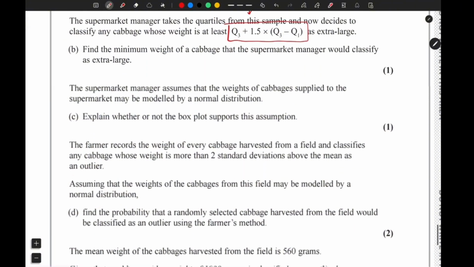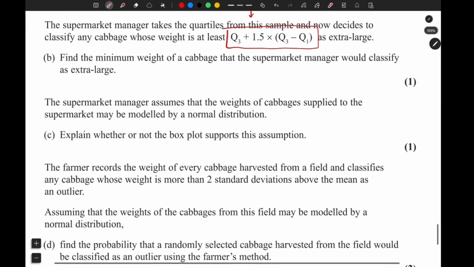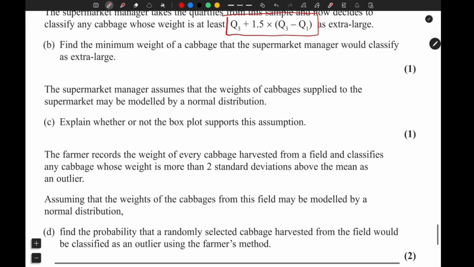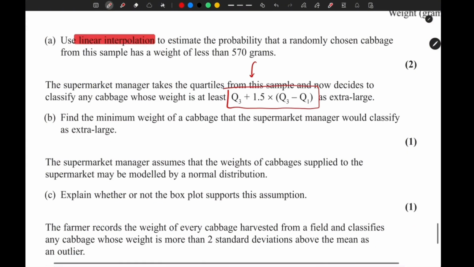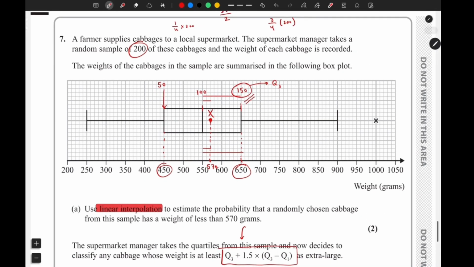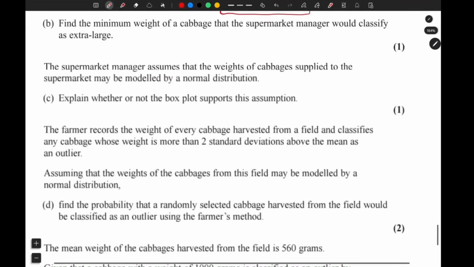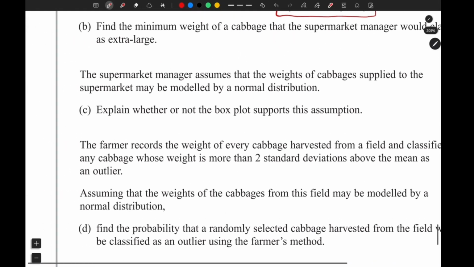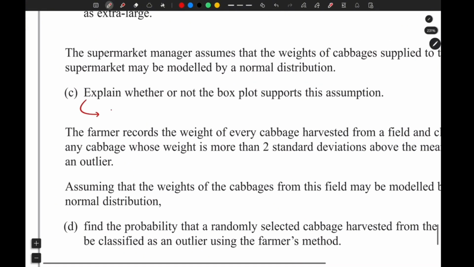Okay. Now moving on to the next question. The supermarket manager assumes that the weights of cabbages supplied to the supermarket may be modeled by a normal distribution. Explain whether or not the box plot supports this assumption. The basis of a normal distribution is that the curve needs to be symmetrical. As you can see, this box plot is perfectly symmetrical. This length is equal to this length, and the median is at the very midpoint of the box. So we can say that the normal distribution is supported, as the box plot is symmetrical.